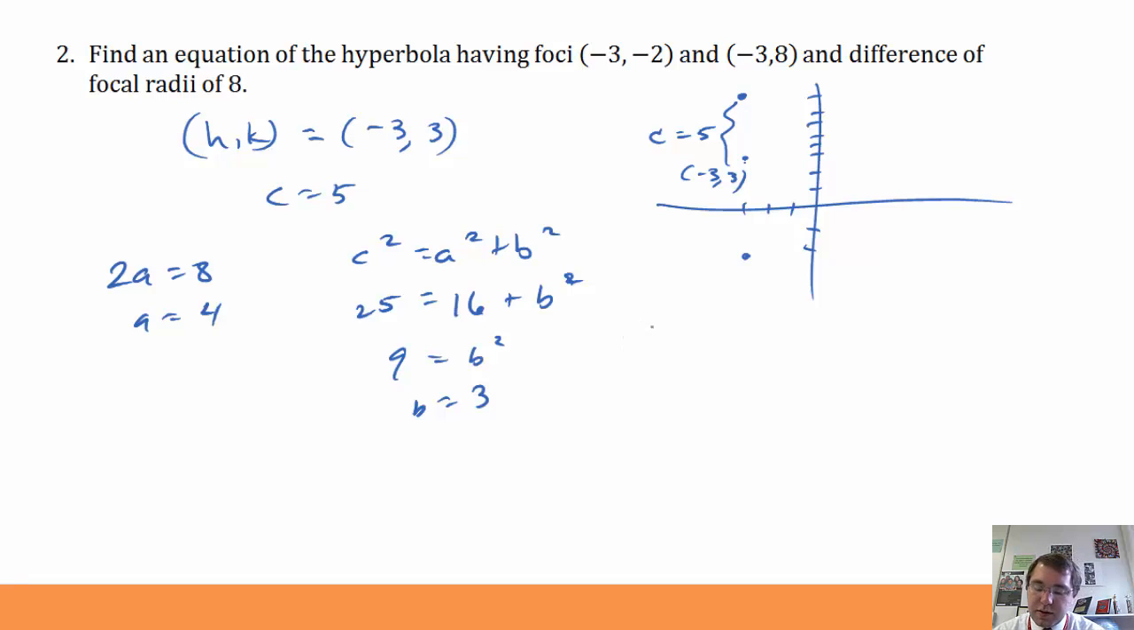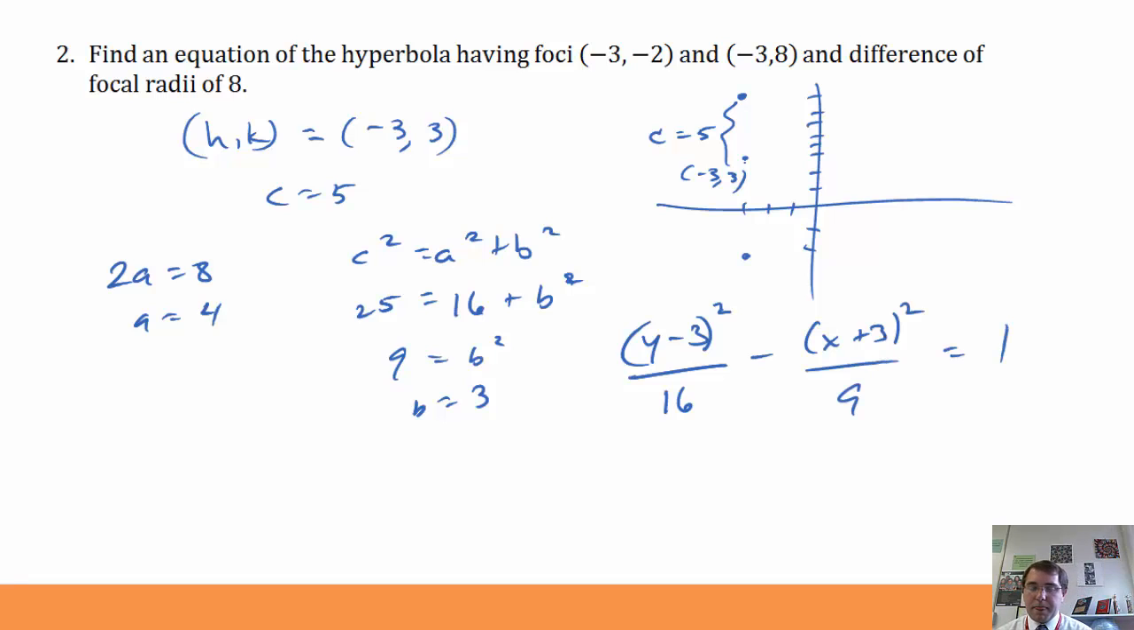Since this is going to have to open up because the major axis is vertical, we'll have the y term positive. And so that will be y minus 3 quantity squared over, it's always over a squared. The positive term is always over a squared. So that's 16 minus x minus -3, so x plus 3 quantity squared, over b squared, which would be 9, and that equals 1.